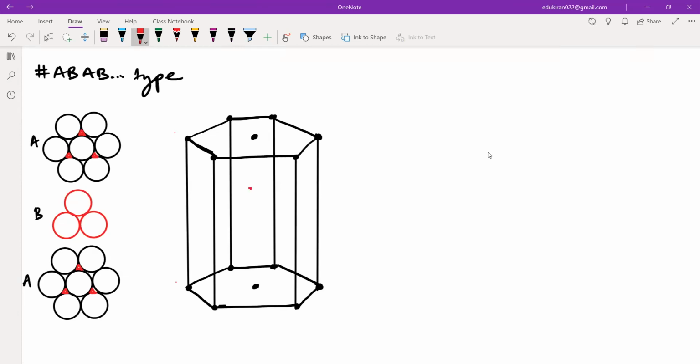We have 3 red atoms here, here, and here. As you can see, these 3 red atoms are completely inside the unit cell. And we have the atoms which are in the corners of the hexagonal base of this unit cell. So the base of this unit cell is hexagonal, and it is 3D as you can see. So this is a hexagonal unit cell.